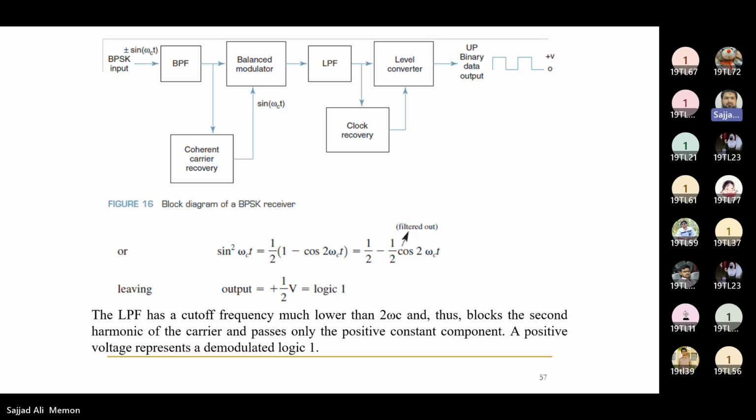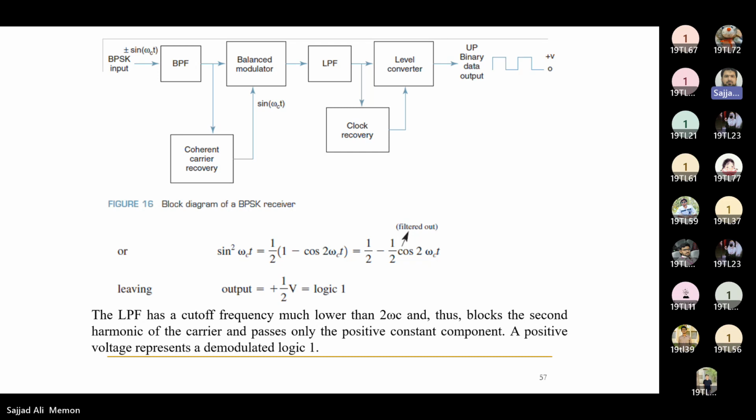It passes through the band pass filter. All high frequencies will be passed, and all low frequencies, that is fa, will be blocked here. Only the carrier frequency will be allowed to pass. This is the coherent carrier recovery. The carrier will be recovered from the signal, so it consists of sine omega ct, that is the carrier. That will be multiplied with plus or minus sine omega ct.